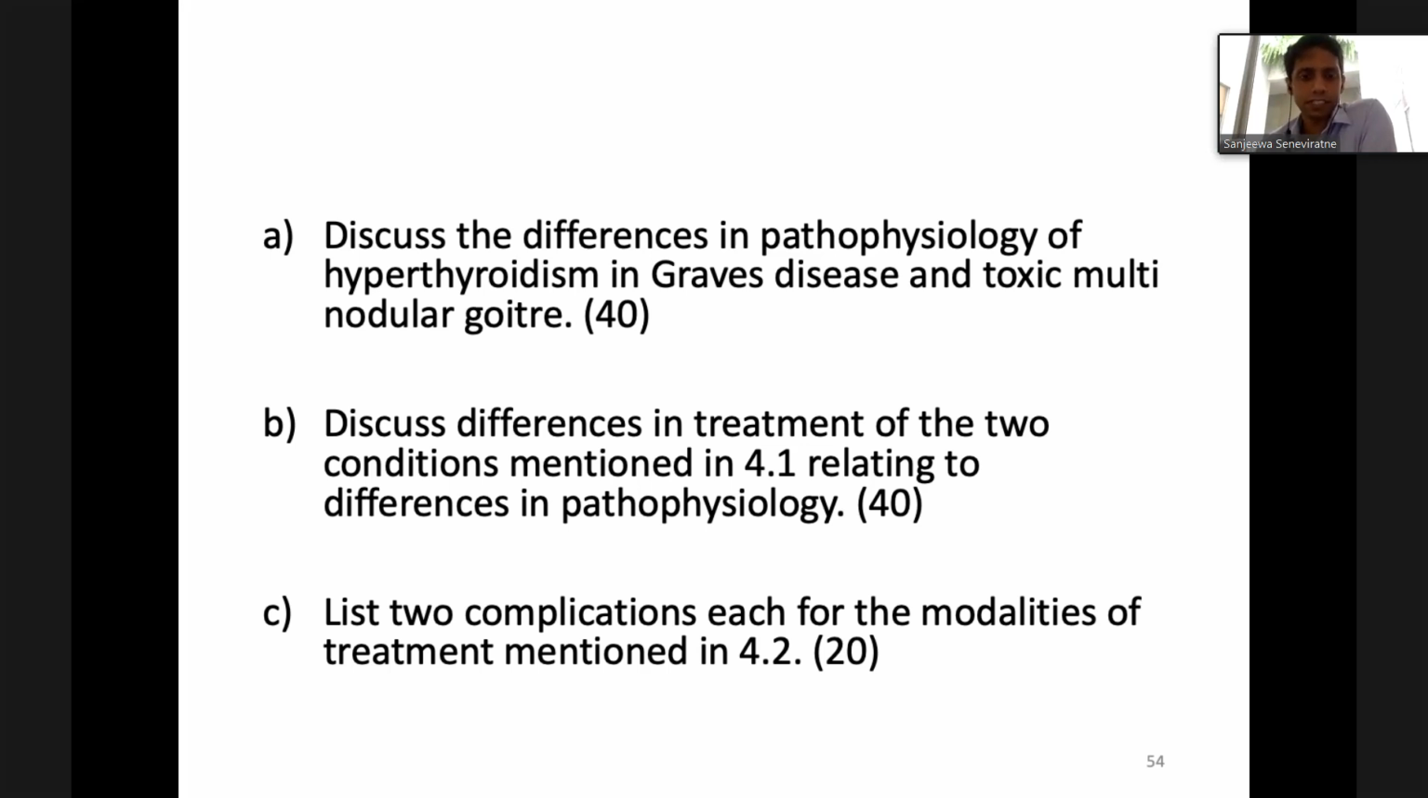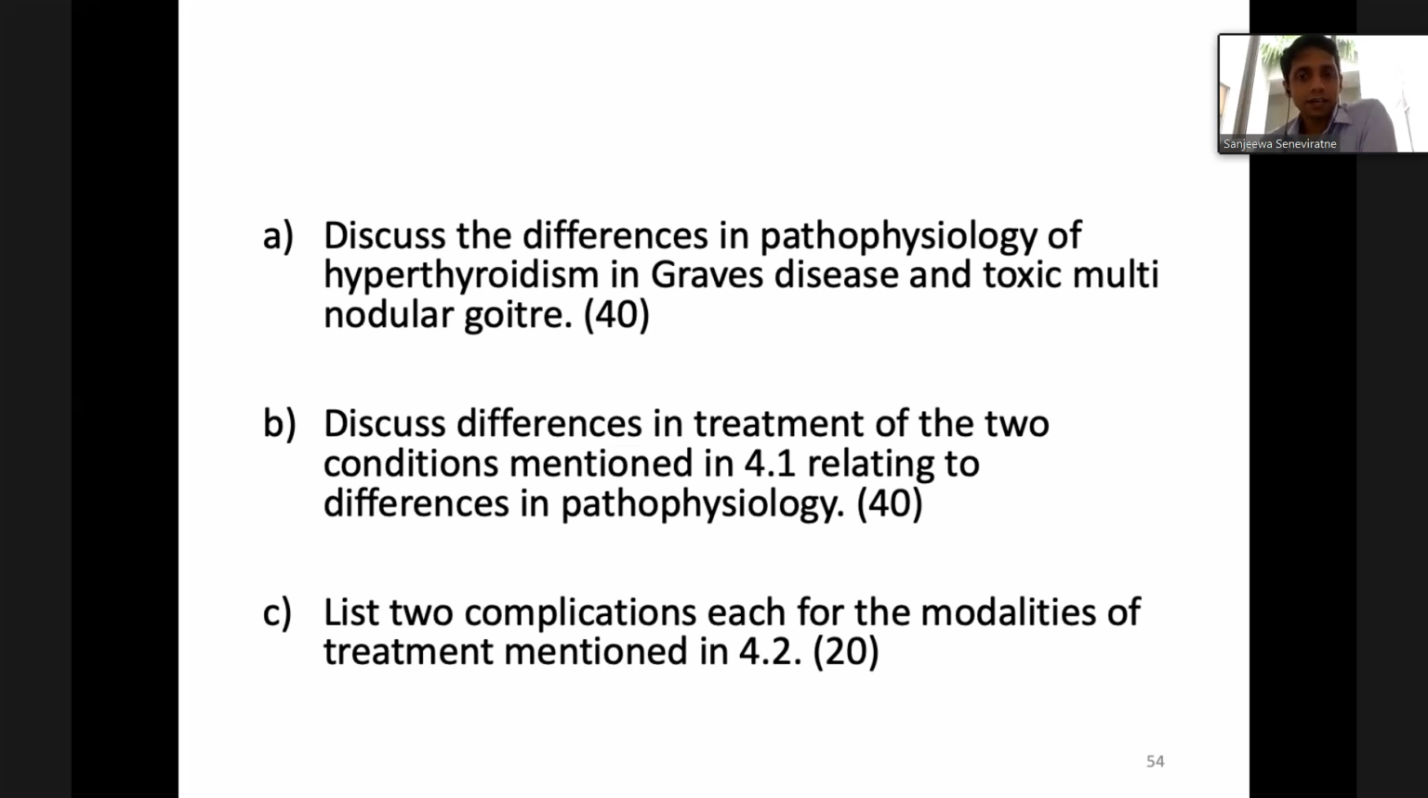Do we use immunosuppression in the treatment of Graves' disease? Yes, sir. When? In eye disease? Yes, so you can mention that. Discuss the treatment of the two conditions mentioned in 4.1, Graves' disease related to pathophysiology. Part of the pathophysiology is autoimmunity, so you use immunosuppression to control the disease. So we use methylprednisolone pulses. You may use mycophenolate mofetil, that is MMF. There are so many other drugs that we use. Whereas in toxic multinodular goiters, none of those are relevant.